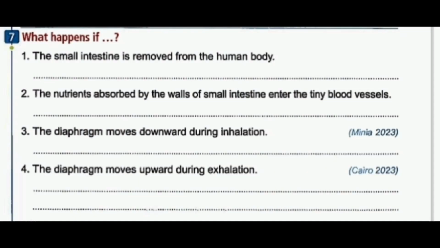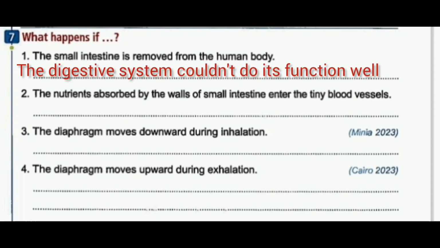Now let's answer question number 7, which is what happens if. Number 1. The small intestine is removed from the human body. The digestive system couldn't do its function correctly. Number 2. The nutrients absorbed by the walls of the small intestine enter the tiny blood vessels.